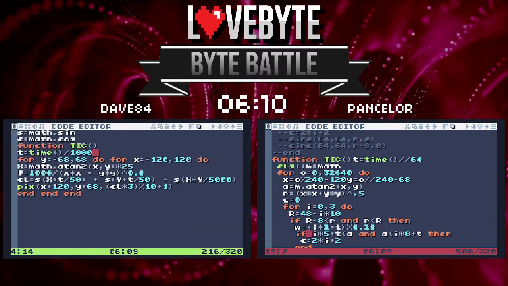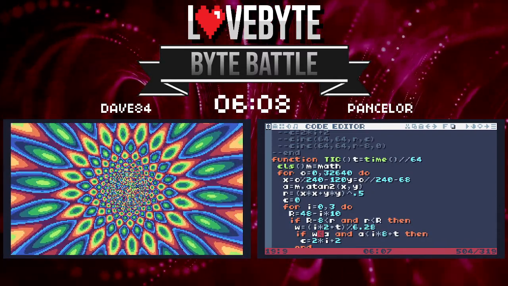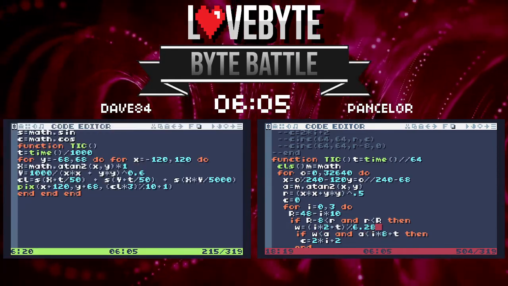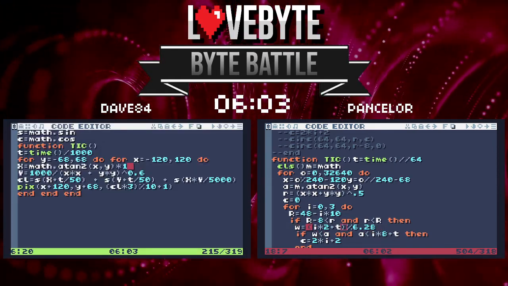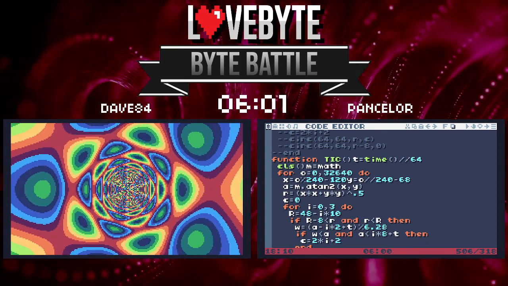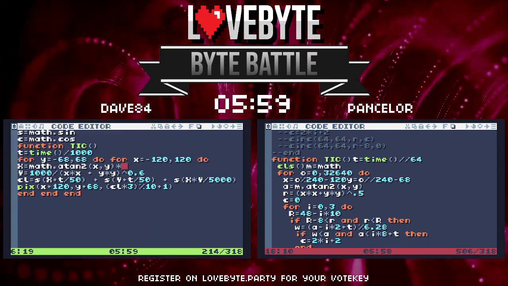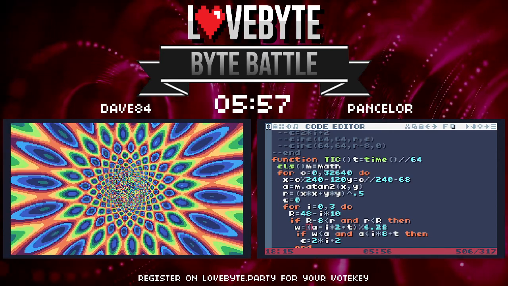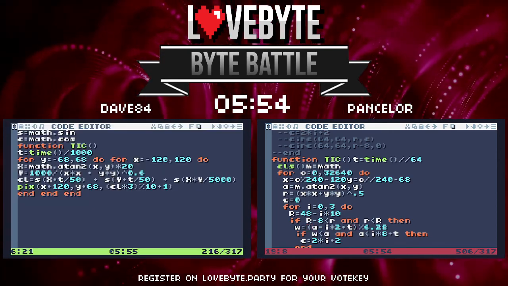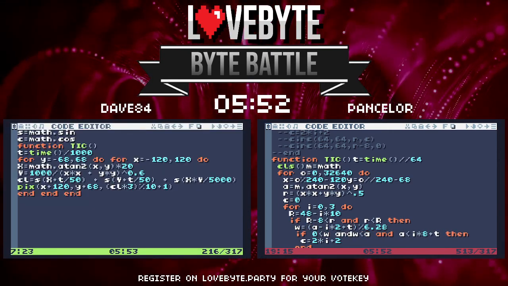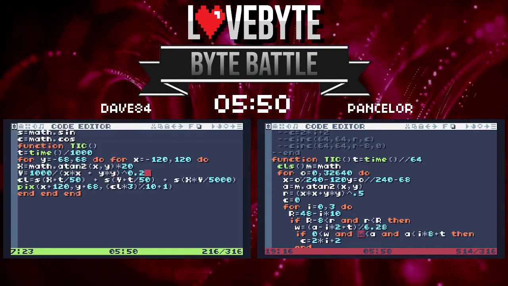Well, now it looks a lot smoother, more organic. It's like a real trippy trip. Yeah. Kids, don't do acid, okay? It's bad for you. It screws you up. This is sort of what it looks like, I've been told.